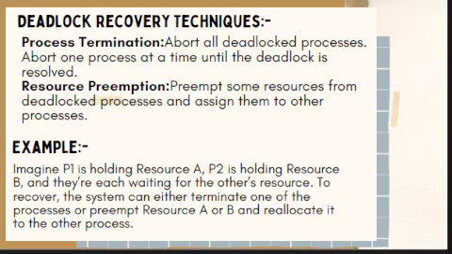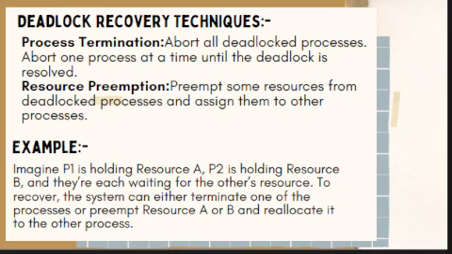In a situation where P1 and P2 are deadlocked while waiting for each other's resources, the system can either terminate one process to free up resources, or it can preempt one of the resources and assign it to the other process to break the deadlock.